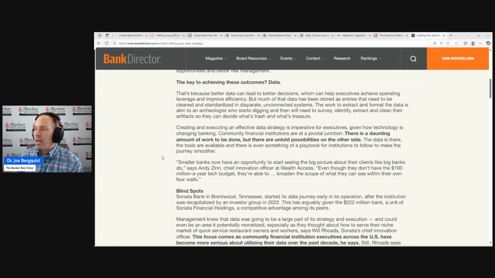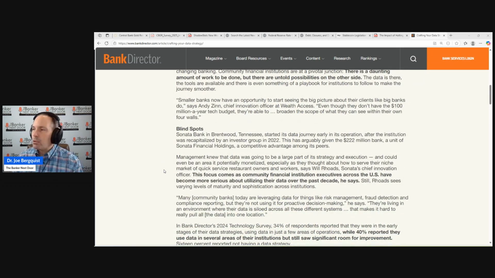Creating and executing an effective data strategy is imperative for executives, given how technology is changing banking. Community financial institutions are at a pivotal junction. There is a daunting amount of work to be done, but there are untold possibilities on the other side. The data is there. The tools are available, and there is even something of a playbook for institutions to follow to make the journey smoother. Smaller banks now have an opportunity to start seeing the big picture about their clients like big banks do, says Andy Zinn, Chief Innovation Officer at Wealth Access. Even though they don't have the $100 million a year tech budget, they are able to broaden the scope of what they see within their own four walls.